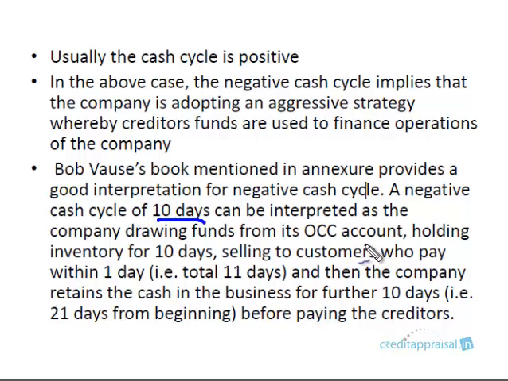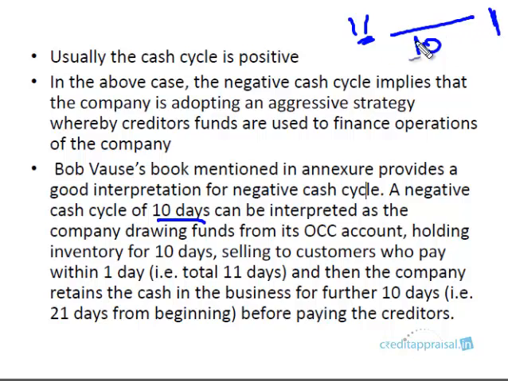Okay, so the company is availing the OCC limit. It is holding inventory for say 10 days, right? Then it is selling to customers for say a credit period of 1 day. So total 11 days, okay? Till that point it is normal: normal holding level of inventory, debtors period, 11. If you have some creditors, say 1 or 2 days, you'll have a positive cash cycle. But here you're getting a very high creditors period, say 21. So then you're retaining this cash for another 10 days, right?